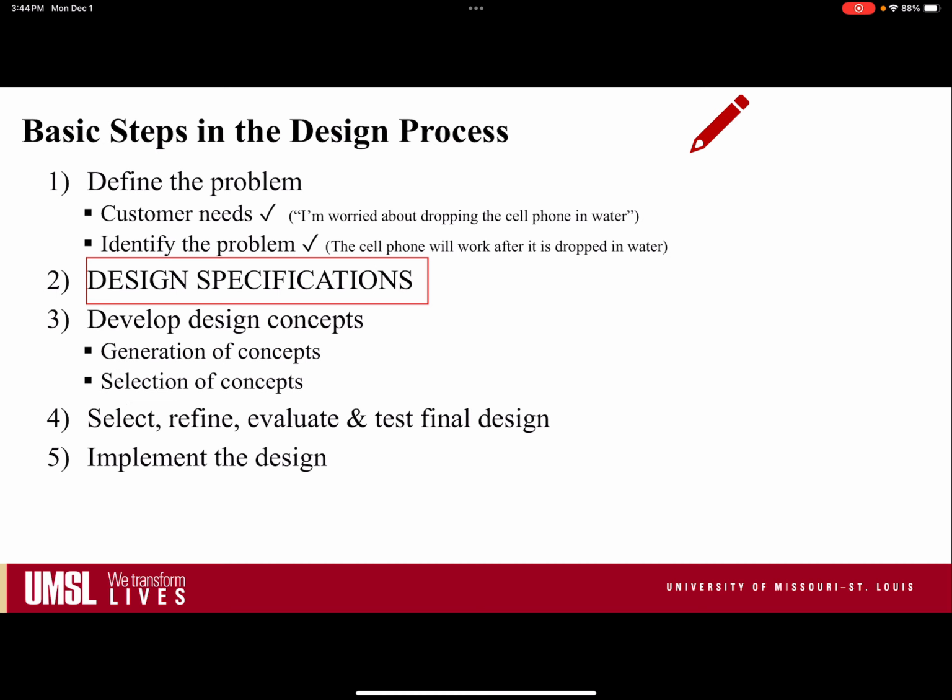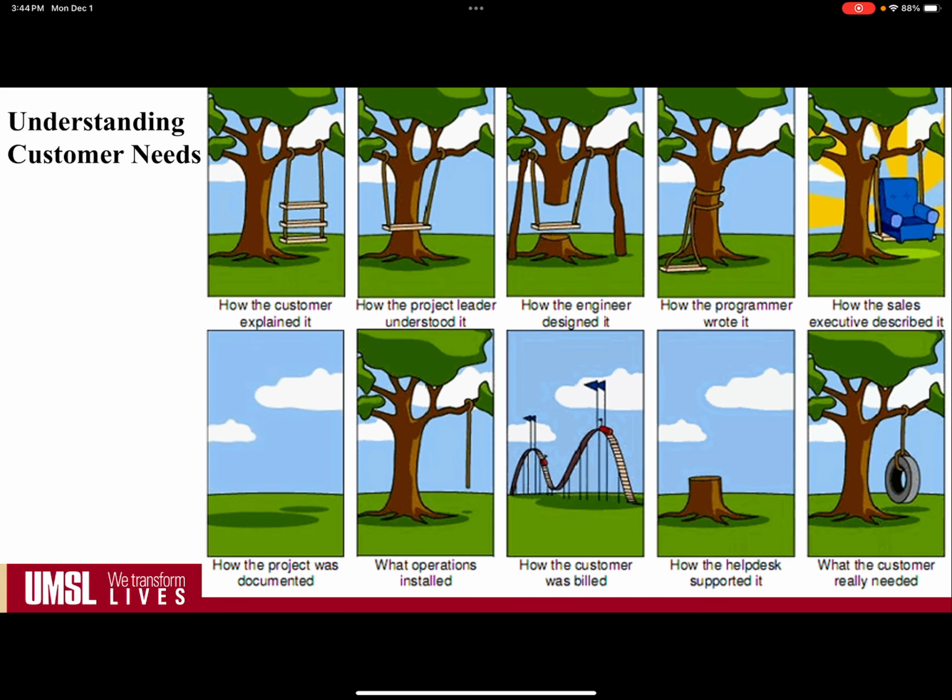So we have talked about the customer needs. Now we are going to talk about the design specifications. We develop the specification so we are on the same page with the customer. So here is a cartoon, but there's a lot of truth about it. If you look at it, this is how the customer explained the project. The project leader understood it. The engineer, as always, over-designed it and made it more complex. How the programmer wrote it, and the salespeople exaggerated what it can do. You can see there is a sofa here, and this is more than the truth.